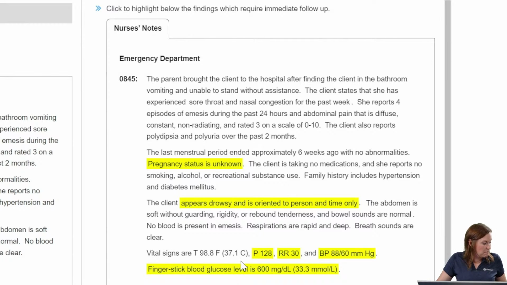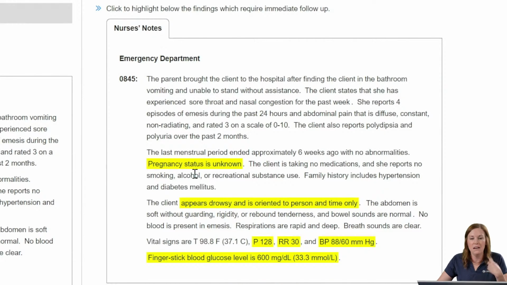So let me double check, make sure I got everything, and these will be our correct answers. So if you guys picked pregnancy status, level of consciousness, heart rate, respirations, blood pressure, and our lab value, then you are correct. So we are going to submit those and move on to our next one.